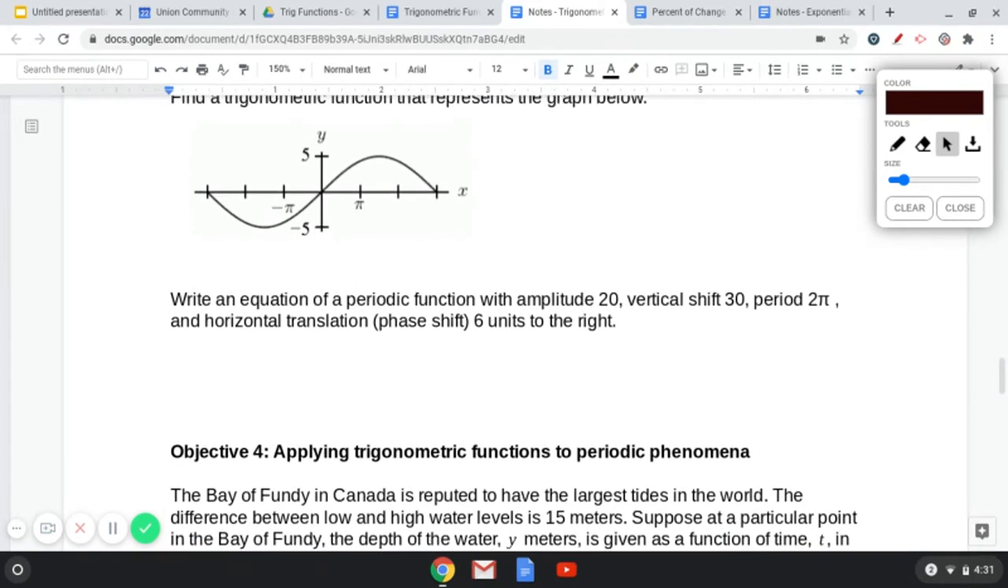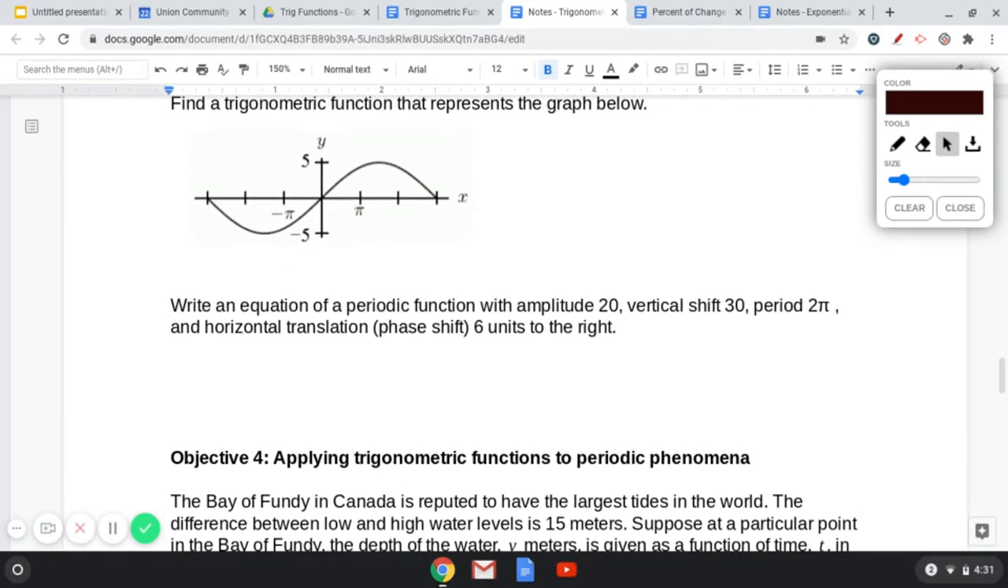Now we're going to write an equation of a periodic function with amplitude 20, vertical shift 30, period 2 pi, and horizontal translation, aka phase shift, 6 units to the right. All right. So amplitude is 20. A periodic function. So we can choose sine or cosine. I'm going to stick with sine just for this video. So we're going to choose sine of x. All right, amplitude equals a, which equals 20. Now our period.